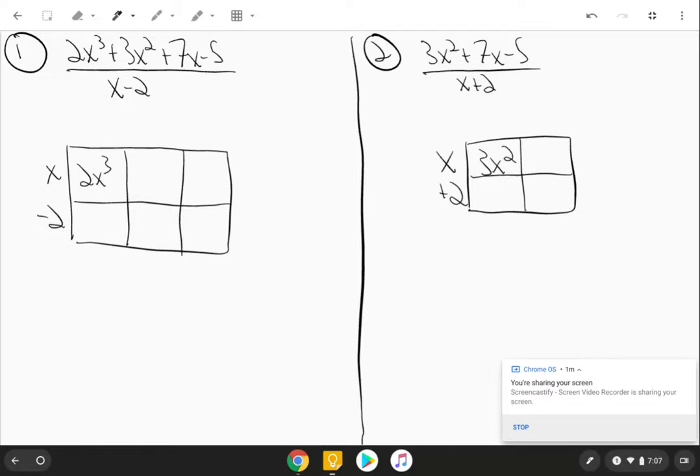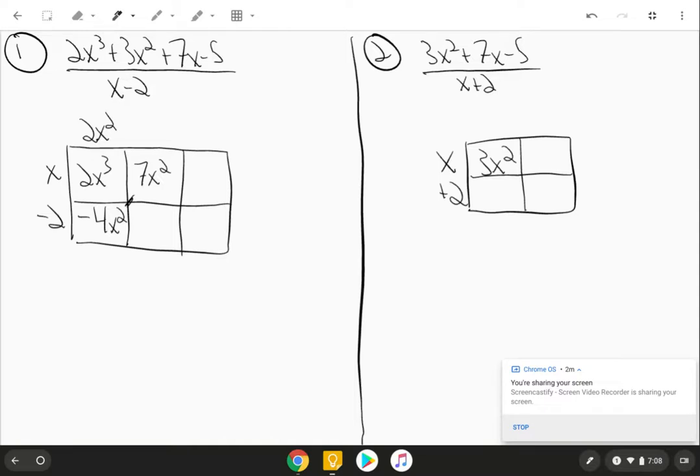So we know that x times 2x squared is 2x cubed. If we finish out the column, negative 2 times 2x squared is negative 4x squared. For this diagonal, we need a positive 3x squared, but I have a negative 4x squared, which means that this needs to be a positive 7x squared. 7x squared and negative 4x squared combine to positive 3x squared.